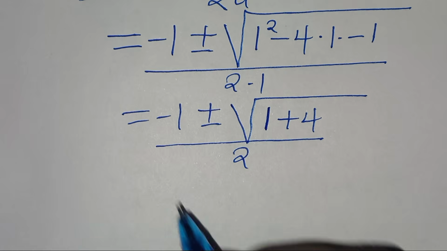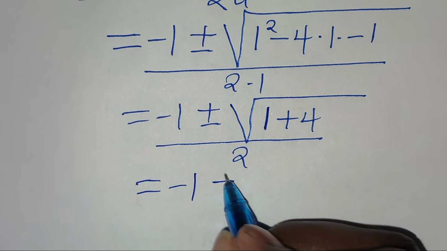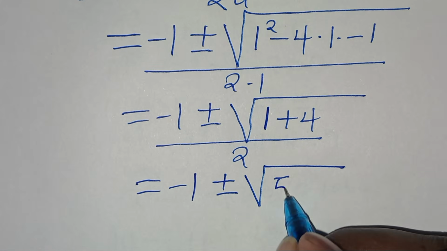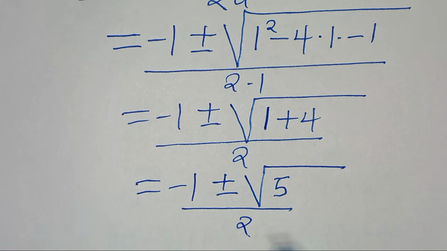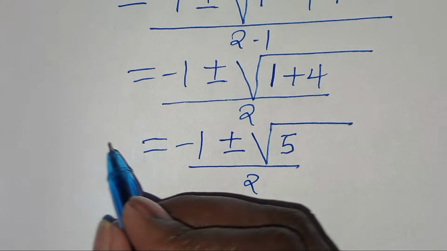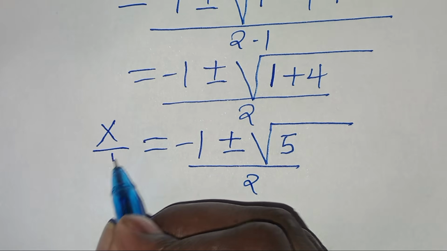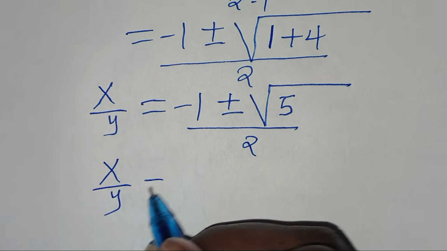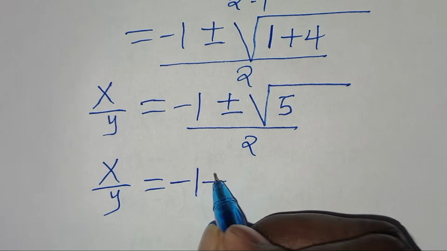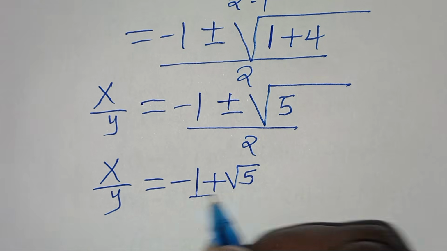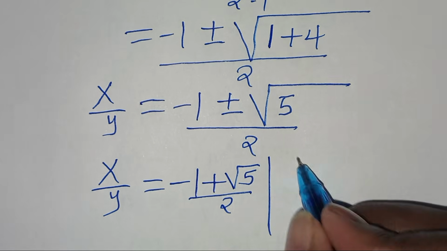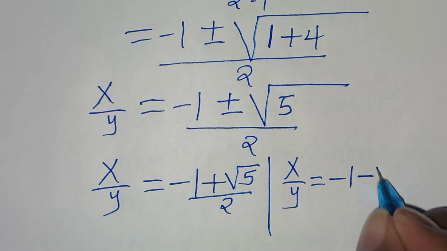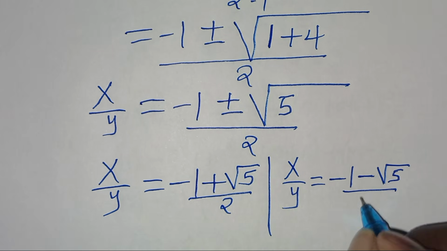So this implies that we have minus 1 plus or minus the square root of 1 plus 4, this is 5, then divided by 2. So we have got two values of x over y. x over y is equal to (minus 1 plus square root of 5) divided by 2, and x over y is equal to (minus 1 minus square root of 5) divided by 2.